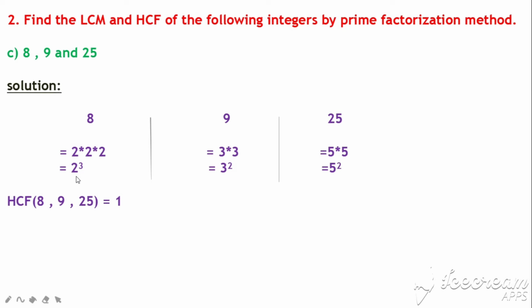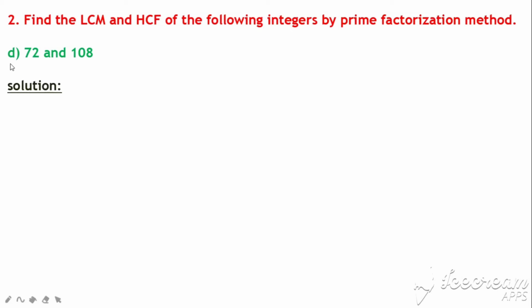So HCF is 2 cube into 3 square into 5 square. Sorry, LCM is 2 cube into 3 square into 5 square. So LCM of 8, 9 and 25 is 2 cube into 3 square into 5 square, which is nothing but 1800. Now in a similar way, the fourth question, that is 72 and 108.